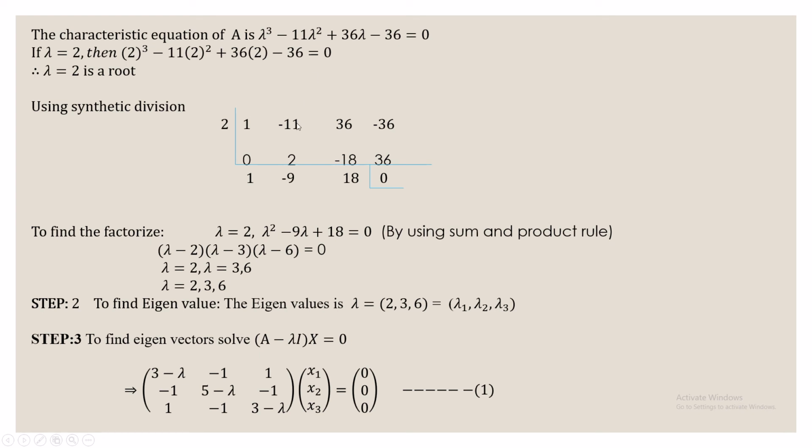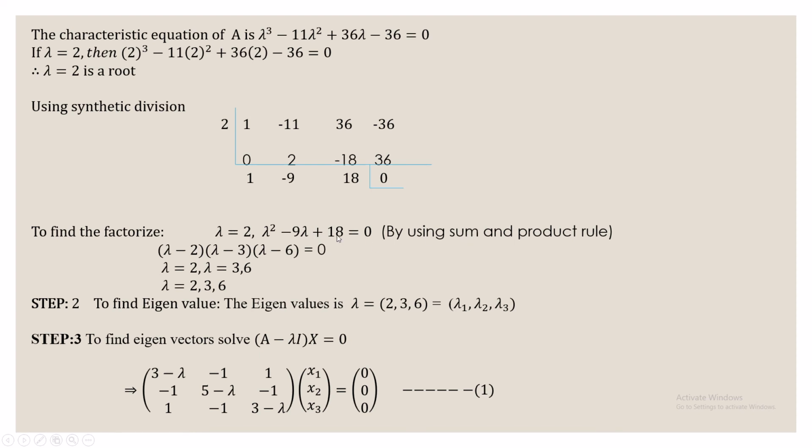Now, for a cubic, first you have to check whether a root exists, and after that find the root value using synthetic division. Why? Because using synthetic division we reduce that equation to a quadratic, algebraic form. Then you can very easily use the sum and product rule here. How can you use the sum and product rule? Already you know the first root. I want to factorize this equation, lambda square minus 9 lambda plus 18 equal to 0. Then you can use the sum and product rule.